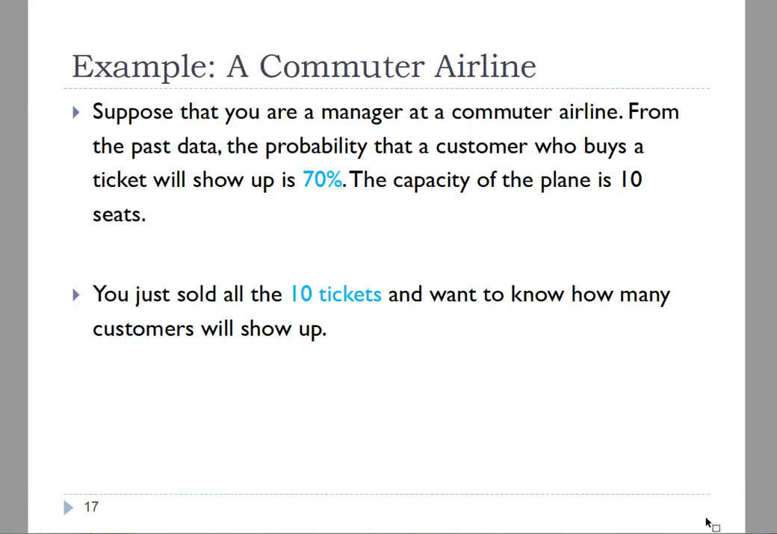All right, let's look at this example, a commuter airline. Let's suppose that you are a manager at a commuter airline. From the past data, the probability that a customer who buys a ticket will show up is 70%, and the capacity of the plane is 10 seats. So you just sold all the 10 tickets and want to know how many customers will show up.